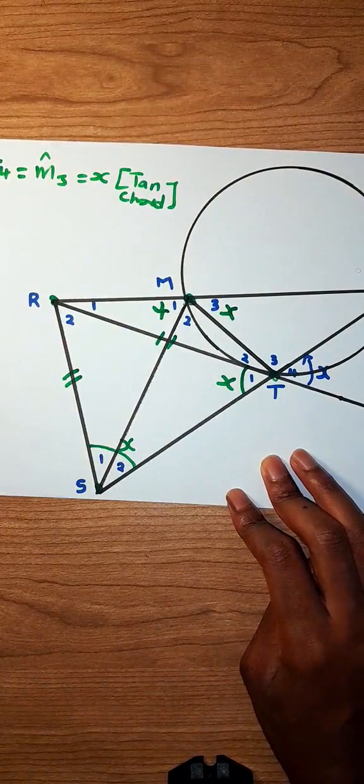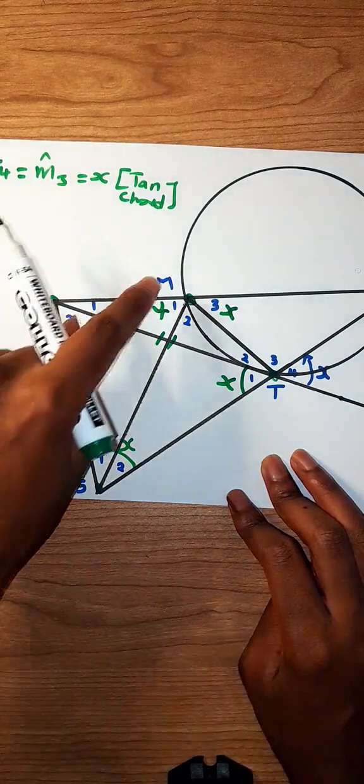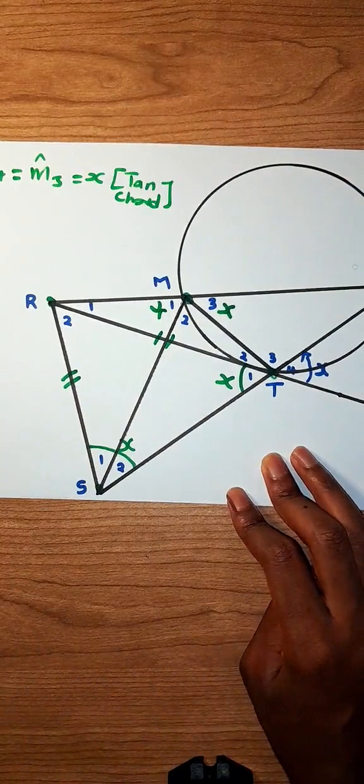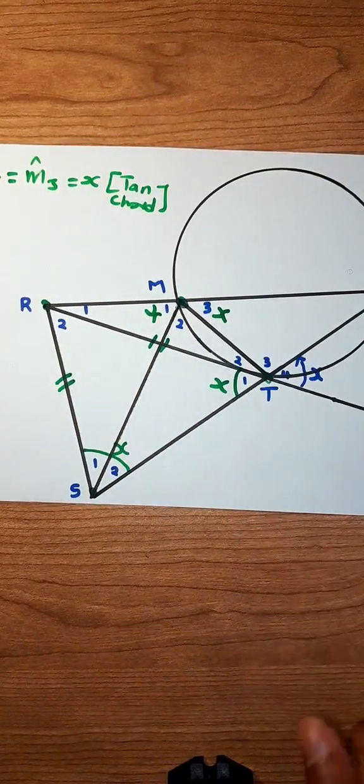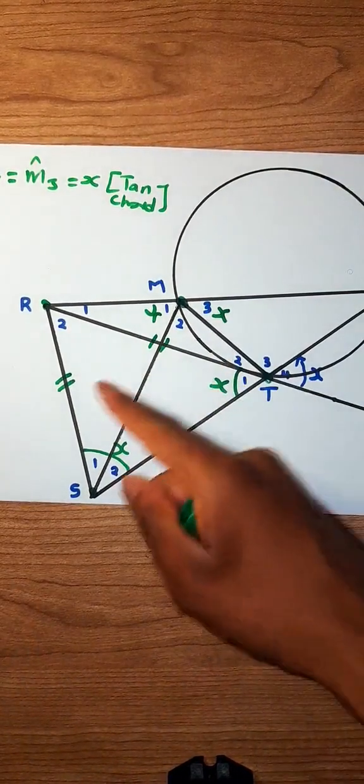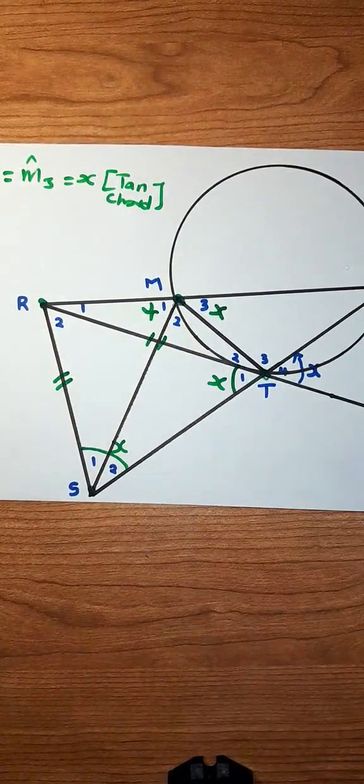So that is going to be your homework. I want you to go and prove that M1 also equals X. If you can prove that M1 also equals X, it means that RSTM is also a cyclic quad. Now let's look at the second question.